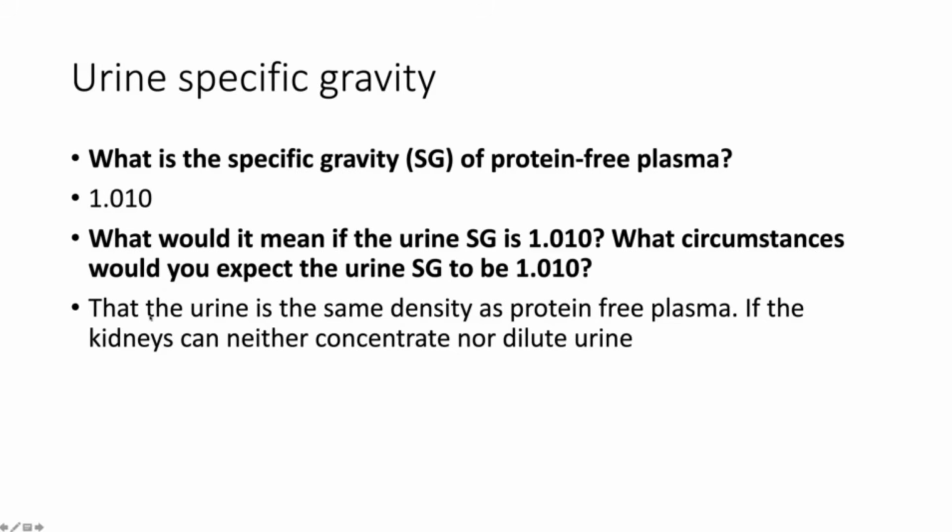Yeah. Right. So this is the magic number that you guys have to remember, right? If the urine specific gravity is 1.010, Gianna did such a fantastic job, I almost feel bad repeating it, but it means the urine is the same density as protein-free plasma. So if the kidneys can neither concentrate nor dilute urine, then that would be the circumstance.